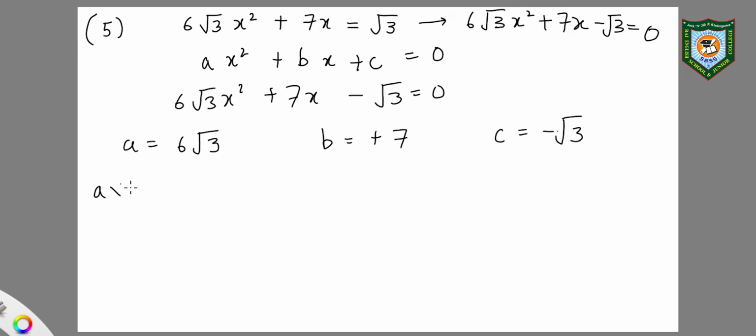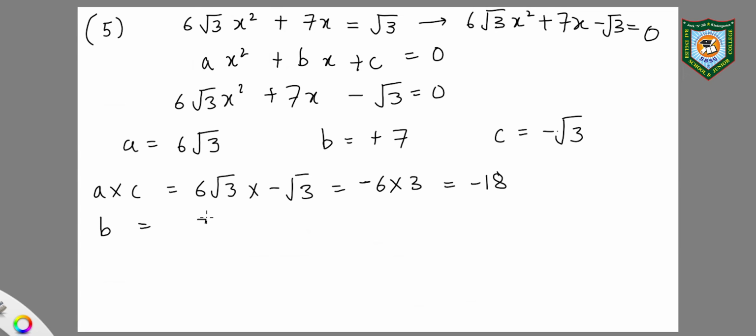So when I multiply a and c, I get 6 root 3 into minus root 3, which becomes plus into minus is minus, 6 root 3 into root 3 becomes 6 times 3. So this is equal to minus 18, and I have b as plus 7. Now remember, we need b1 times b2 is equal to a times c.